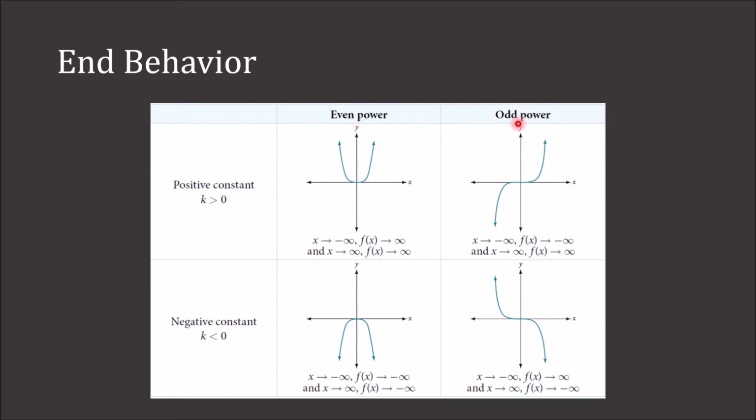If k is positive and now we have an odd power, as x tends to minus infinity, so will our function. As x tends to positive infinity, so will our function. So if k is positive and it's an odd power, then the function tends in the same direction as x tends. Finally, if k is negative, then we just simply have a reflection about the x-axis, and so what f of x does just reverses.